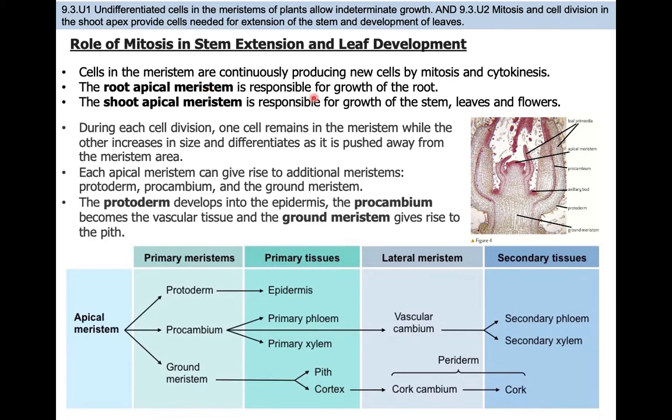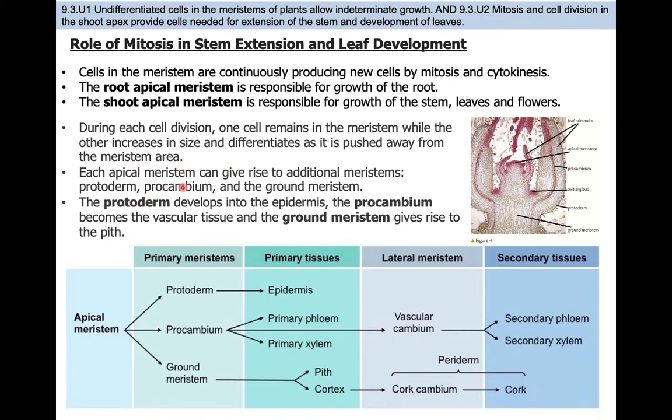So cells in the meristem are continuously producing new cells by mitosis and cytokinesis. The root apical meristem is responsible for growth of the root, whereas the shoot apical meristem is responsible for the growth of stems, leaves, and flowers. So during each cell division, one cell remains in the meristem while the other increases in size and differentiates as it pushes away from the meristem area.